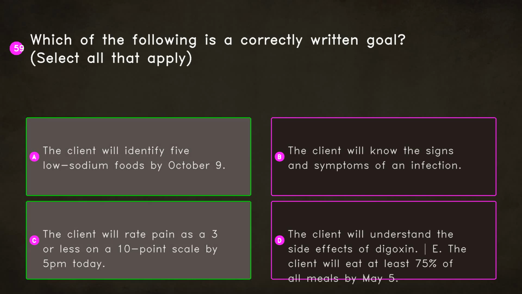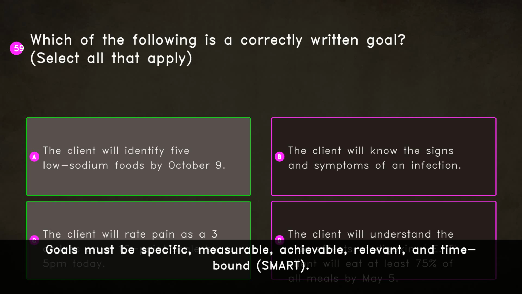The correct answer is the client will identify 5 low-sodium foods by October 9th, and the client will rate pain as a 3 or less on a 10-point scale by 5 p.m. today. Goals must be specific, measurable, achievable, relevant, and time-bound, SMART.